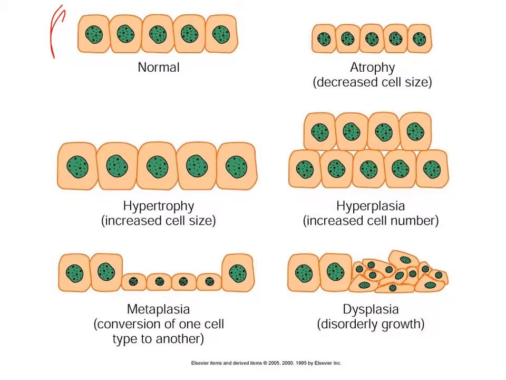Okay, so we looked at normal cells, atrophied cells, hypertrophy cells, hyperplasia, metaplasia, and dysplasia. So those are the main categories of cell types that you would want to keep an eye on in terms of response to stress.